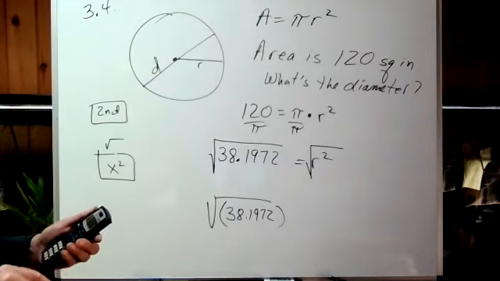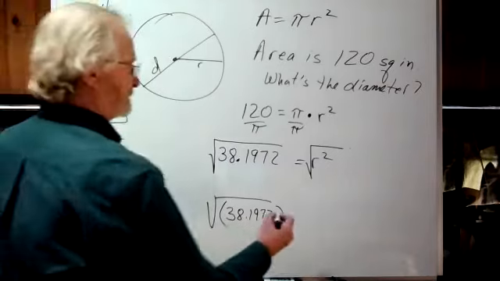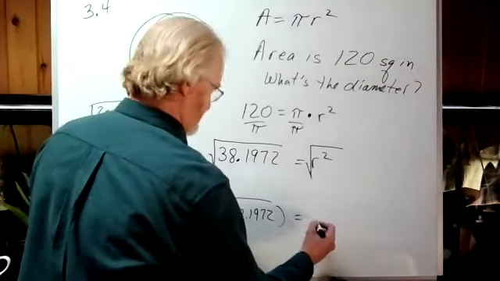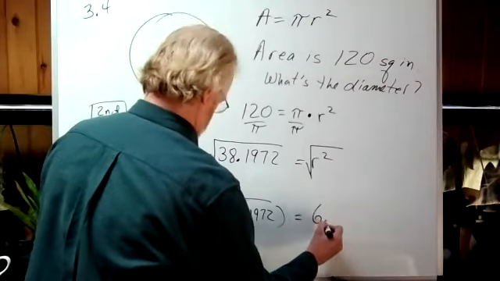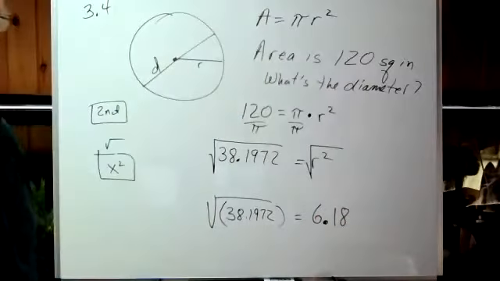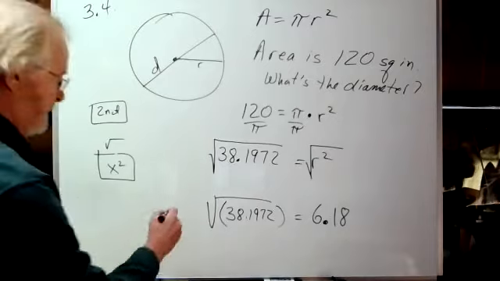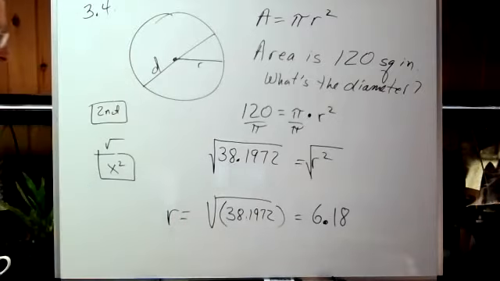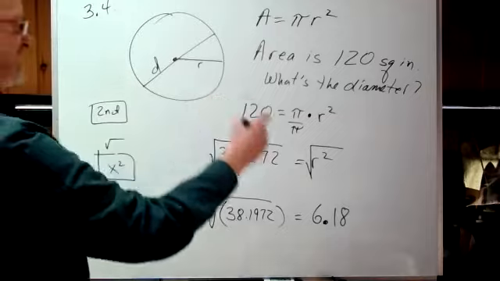This kind of problem should definitely tell you how many decimal places. I'm going to go 2 decimal places right now. Did you get there? Does that make sense? That's the radius. And what are we in inches?